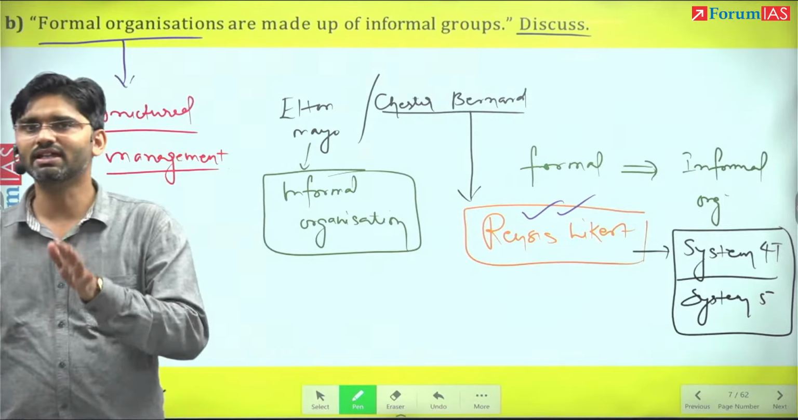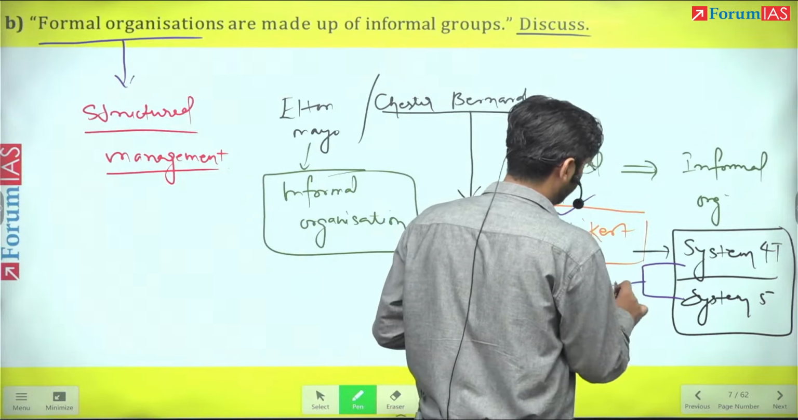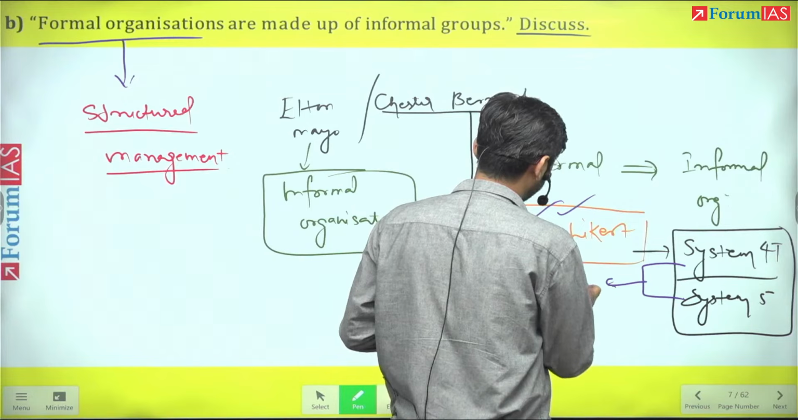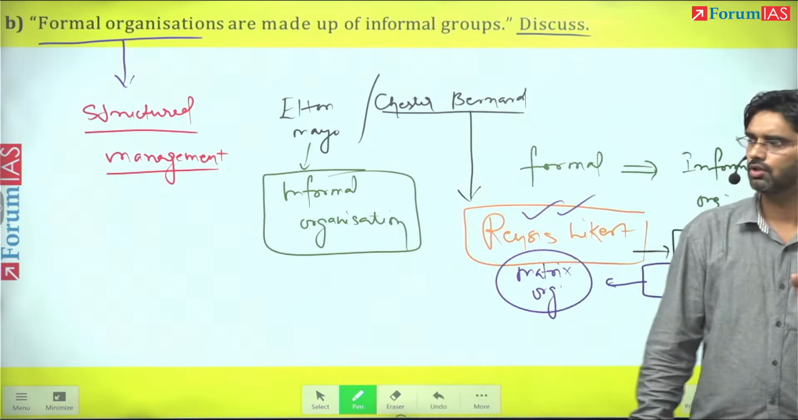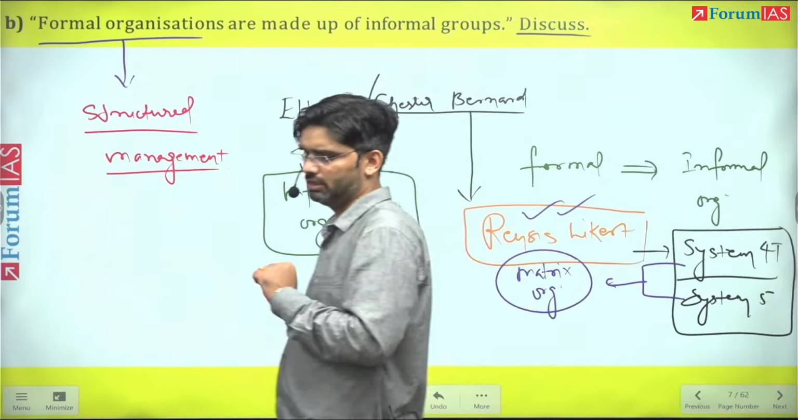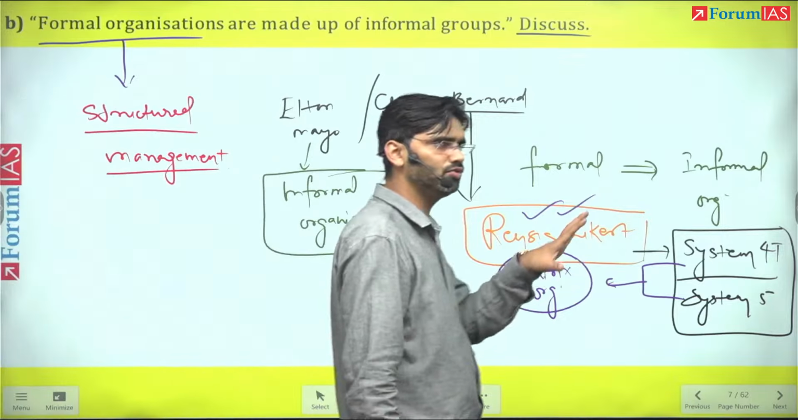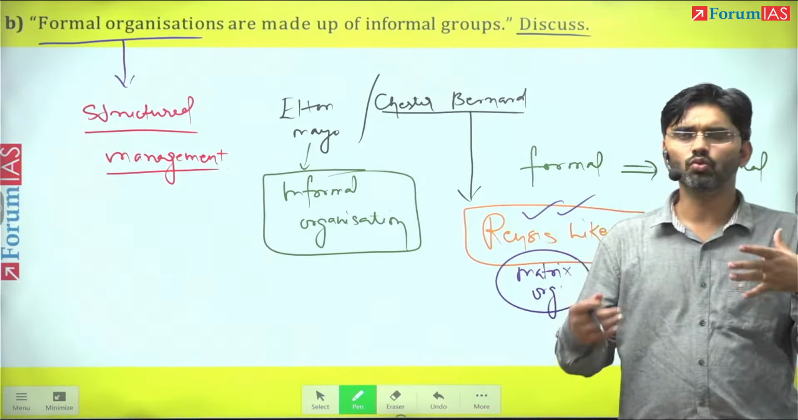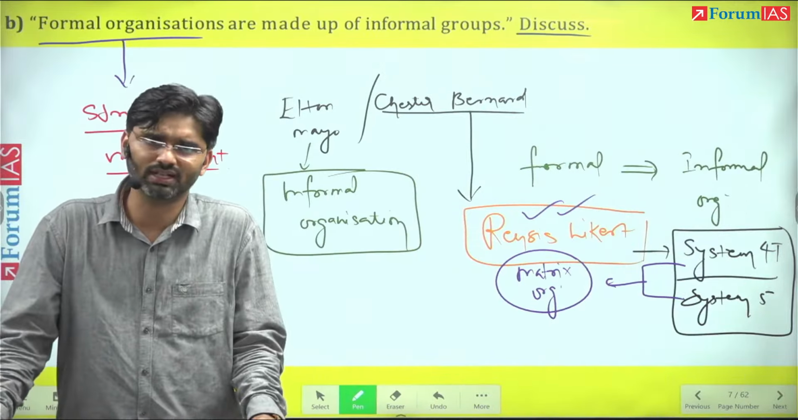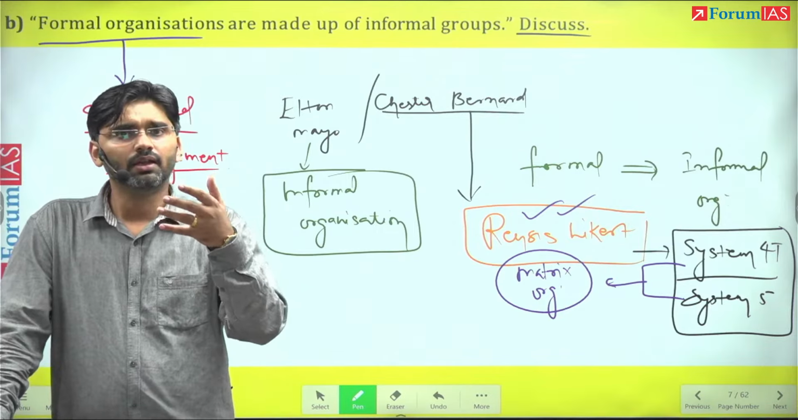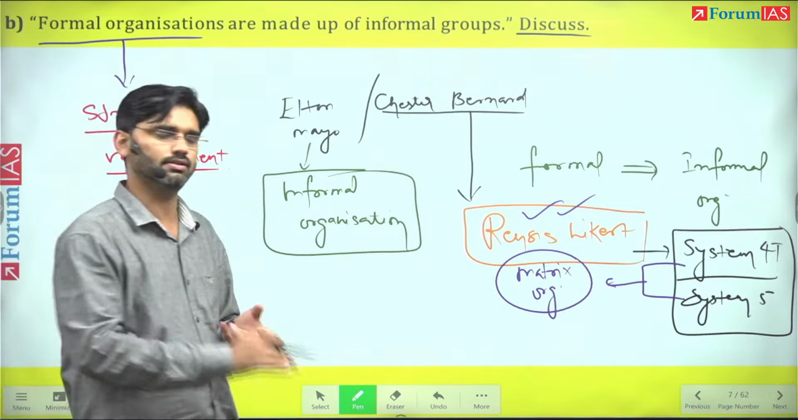System 4T and system 5, very closely, they are very close to matrix type of organization. So in the introduction, write about the basic concept of formal and informal, then argue this, then conclude the answer: how there is now a universally accepted view that formal and informal organization are more or less the same thing, just situation changes.